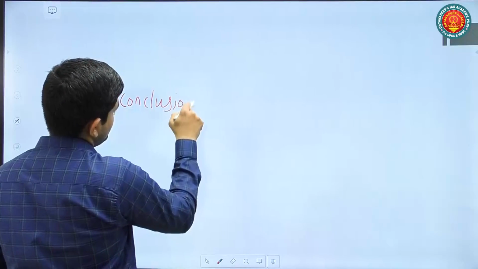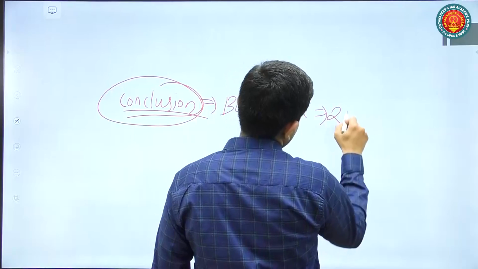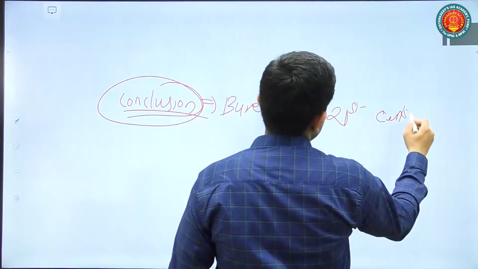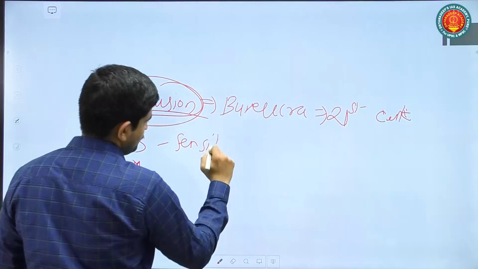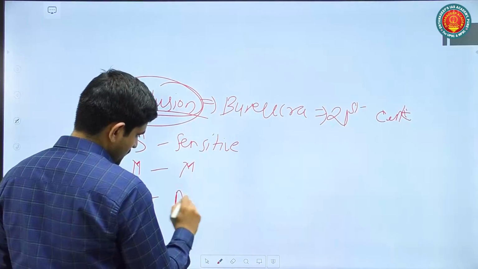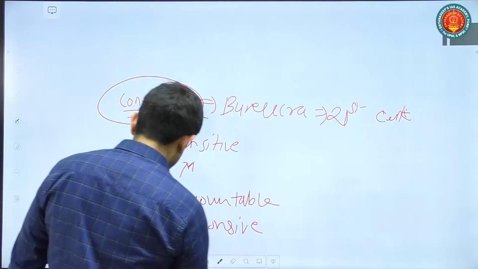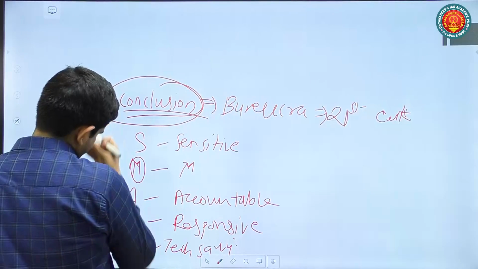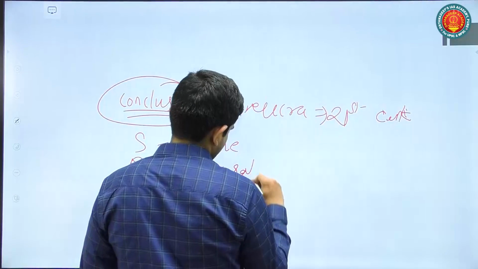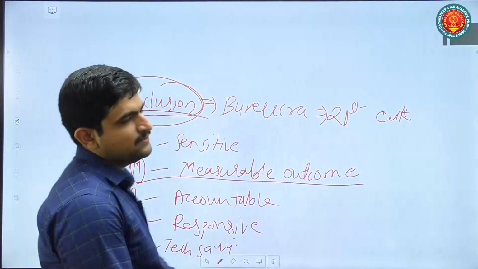And in the conclusion part you can directly say that bureaucracy needs to be reformed according to the demands of the 21st century. And there is a need to make bureaucracy SMART. So this is what is sensitive. This is what is accountable. This is what is responsive. And this is what is tech savvy. And this M is for, I think, measurable outcomes. I'm not sure, but M is for something like this only. So this way you can conclude that answer.